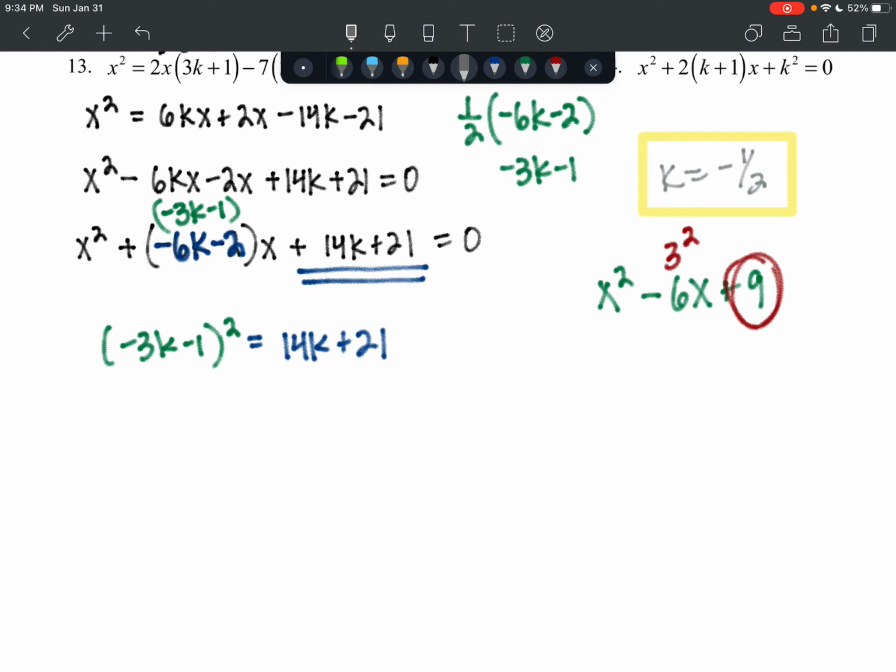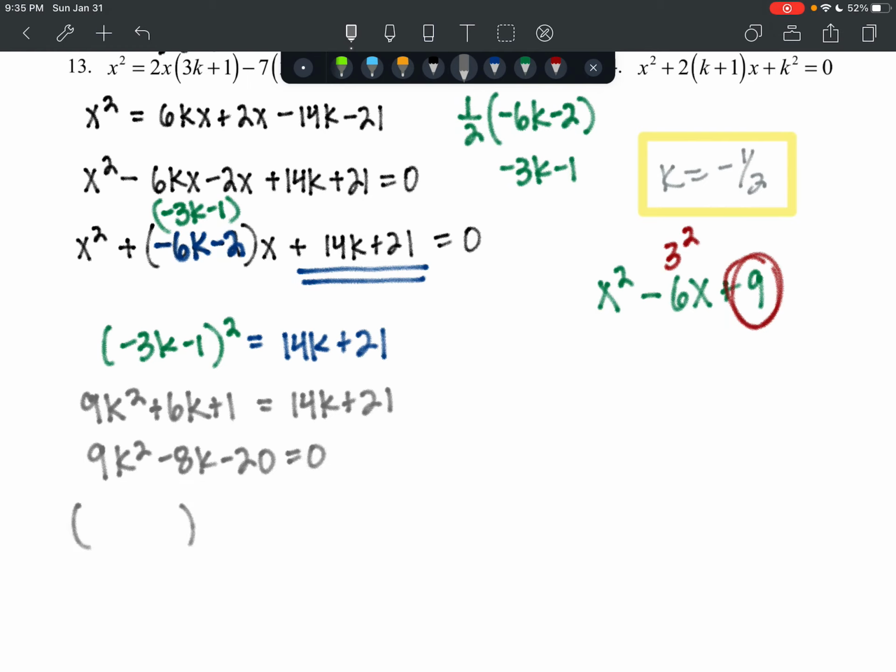So I'm going to multiply this out. I get 9k squared plus 6k plus 6k plus 1 equals 14k plus 21. Now I can subtract the 14k, subtract the 21, 9k squared minus 8k minus 20 equals 0. Let's try and factor this.